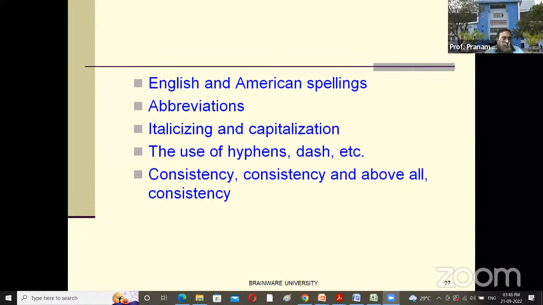Then use of abbreviation. When you are using abbreviation, definitely you should be mentioning at the end of the thesis, and there should be one glossary mentioning all the abbreviations. Then when you are italicizing or capitalizing, it should have some connotation, meaning. The use of hyphen, dash, etc. should be carefully used. There is a difference between hyphen and dash, and that should be used carefully. And there is another word I am again using, that is consistency. How many co-authors can be included in any research paper? No, there is no specification.